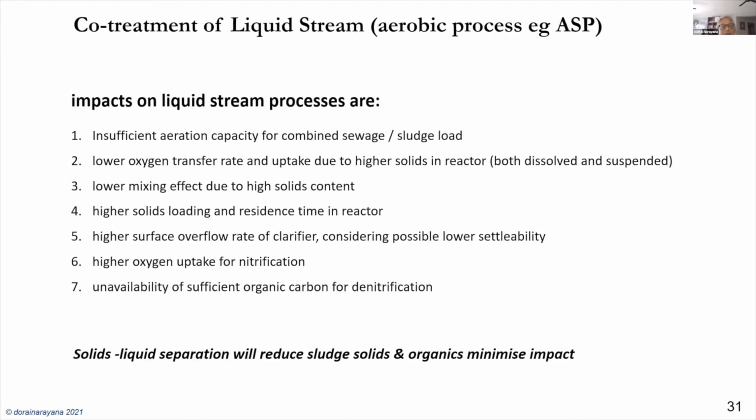Now, on the liquid stream itself, let us assume that you have done a solid liquid separation, and you are now adding the liquid part after solid liquid separation to your sewage treatment plant. First impact that is possible is that there is insufficient aeration capacity for the combined sewage sludge load. As you know, the STP has been designed only for the sewage load. Now you added additional organic loading, and is the aeration capacity sufficient? Something to be checked, right?